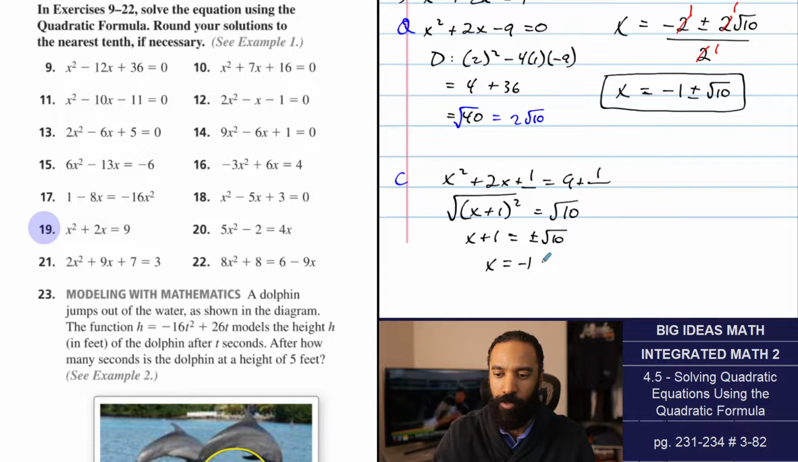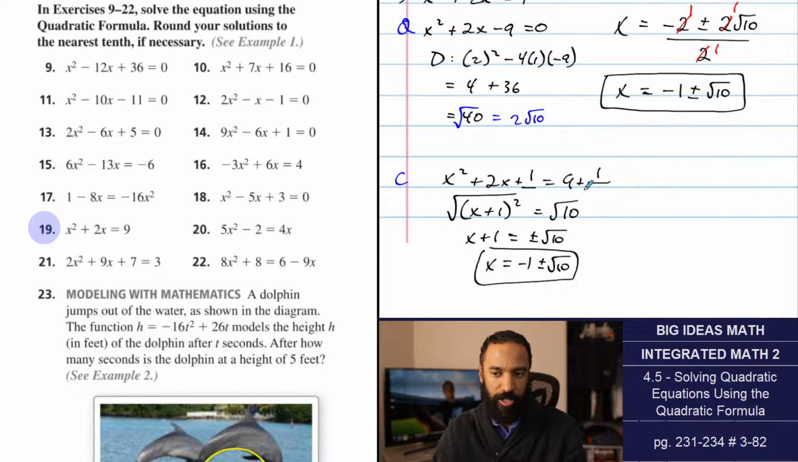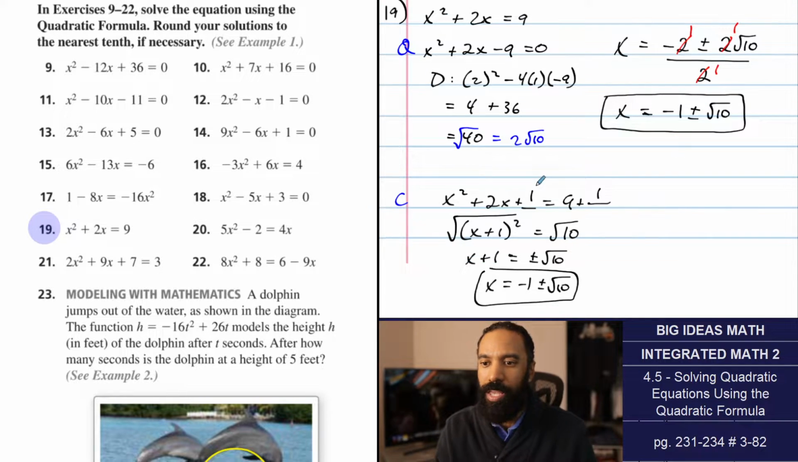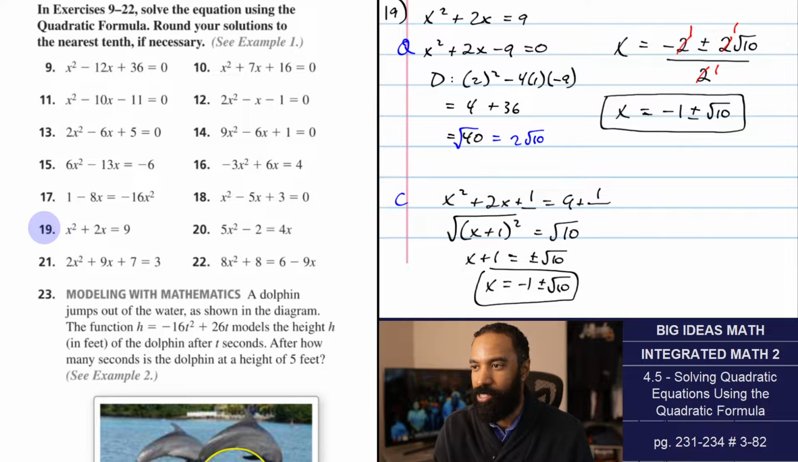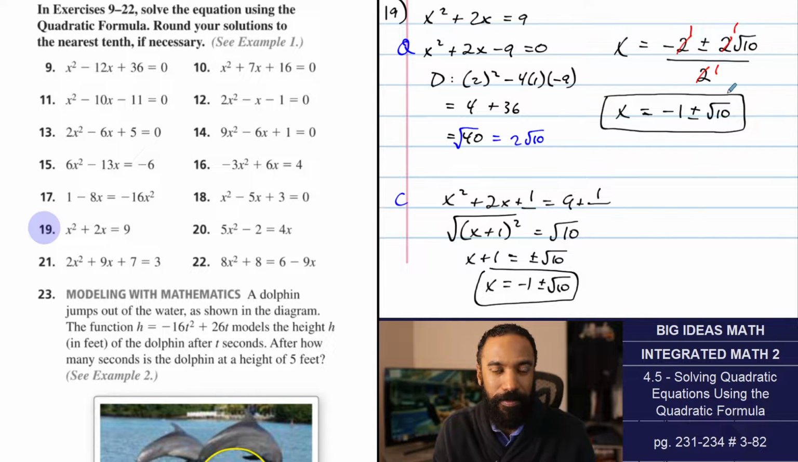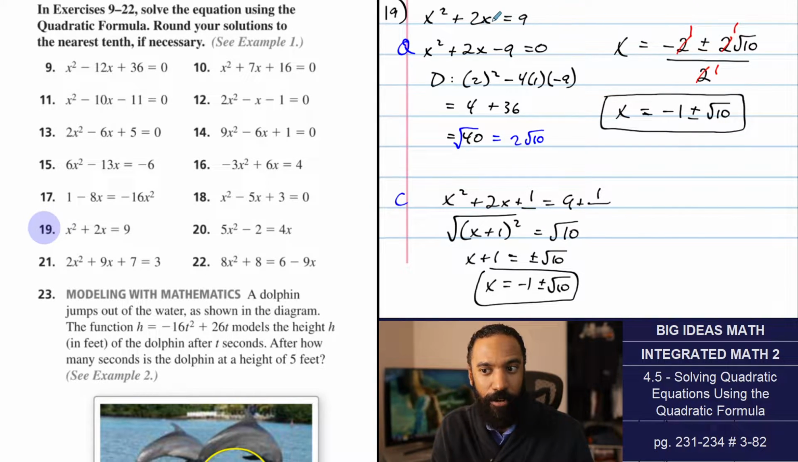Subtract 1, x is negative 1 plus or minus root 10. So not only did I get the same answer, significantly fewer steps, guys, look at this. Didn't have to simplify a radical, didn't have to reduce a fraction. Didn't even have to get it in standard form over here. That was just the nature of the way the problem was written.